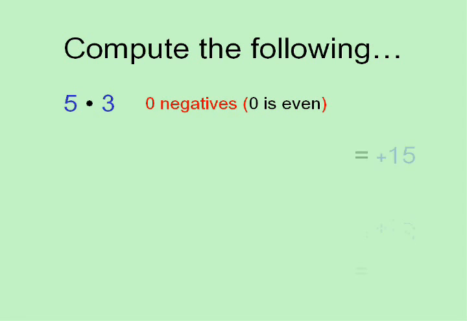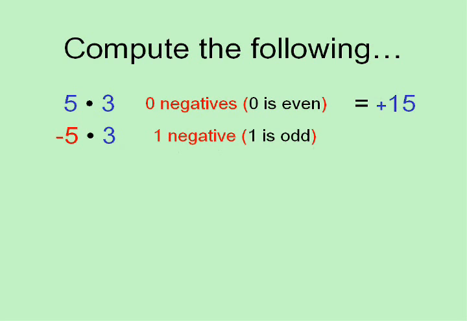Okay, well, let's try this idea. 5 times 3, but it should work all the time. 5 times 3, how many negatives are there? There's none. 0. And the number 0, it's divisible by 2, is even. So that means the answer is positive 15. Well, you knew that. I just want to make sure that you understood that it worked. What about negative 5 times 3? How many negatives are there in that problem? There's only 1. And the number 1 is odd. So we knew 15 was involved here.